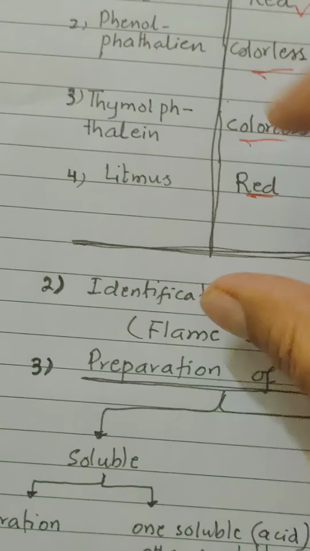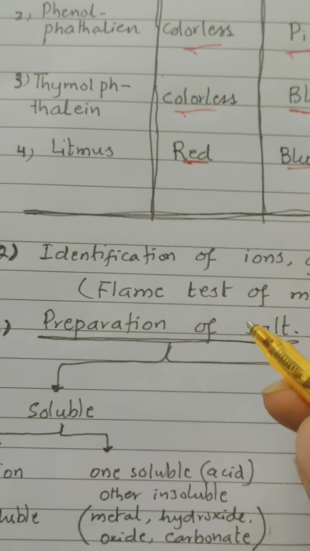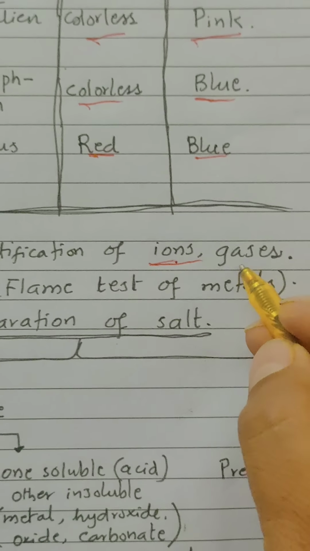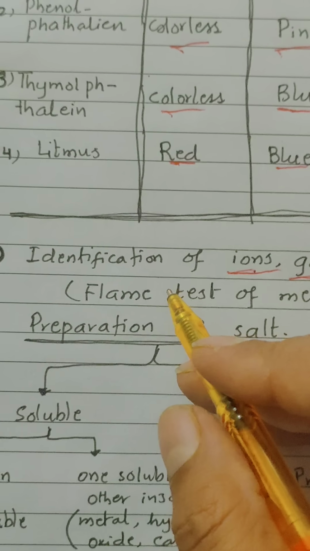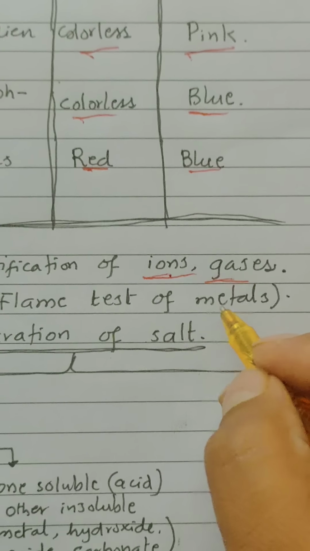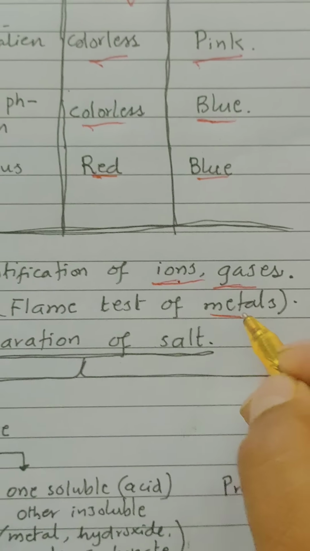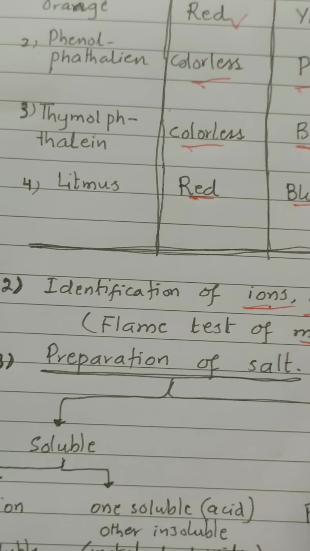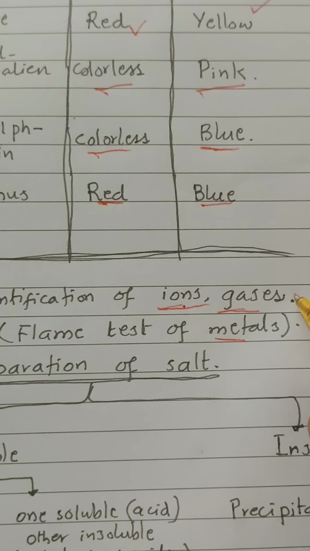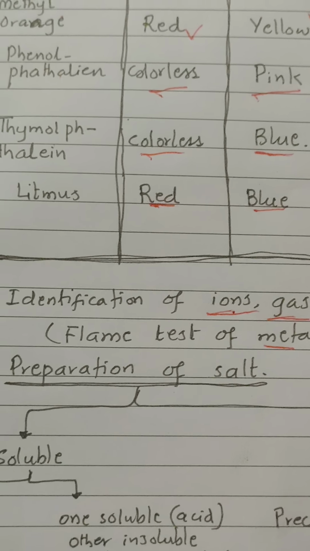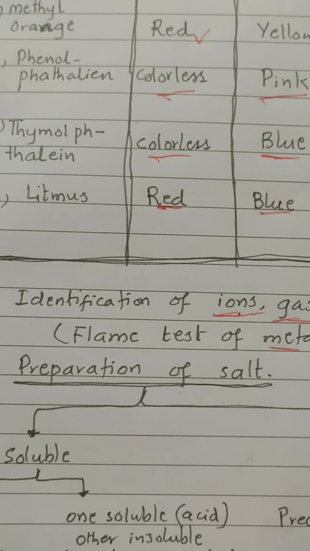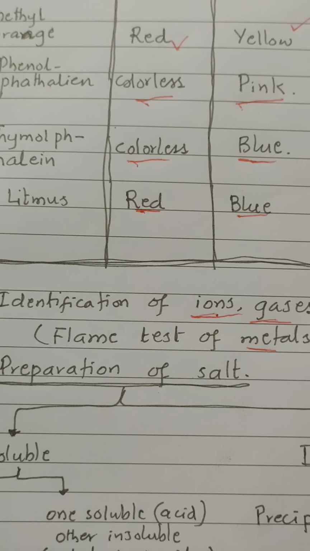The second question is identification of ions, like cations and anions, and gases. Then there will be another topic related to the flame test of metals. The important point for question number 2 is that the tables of the cations, anions and gases, and the flame test for metals will be provided.